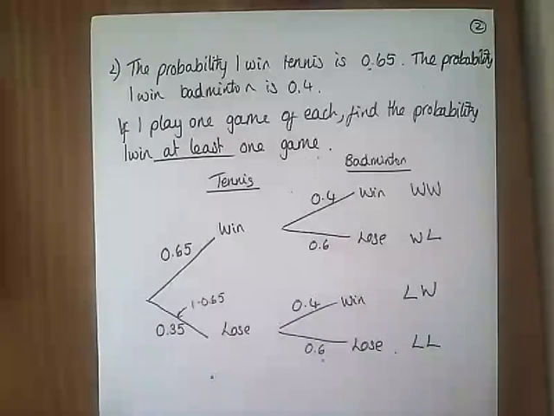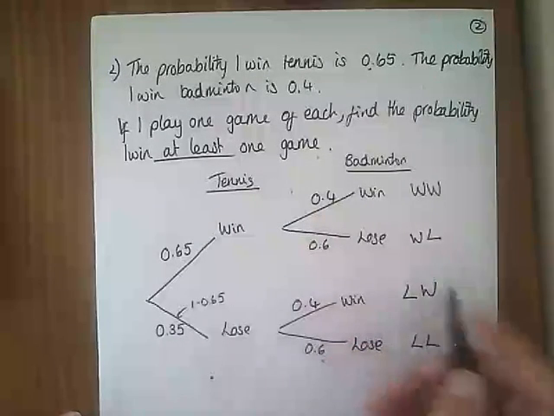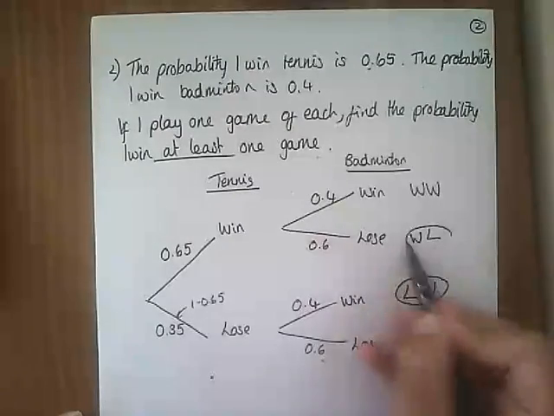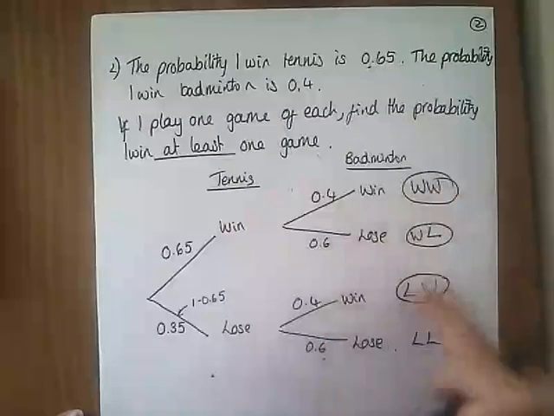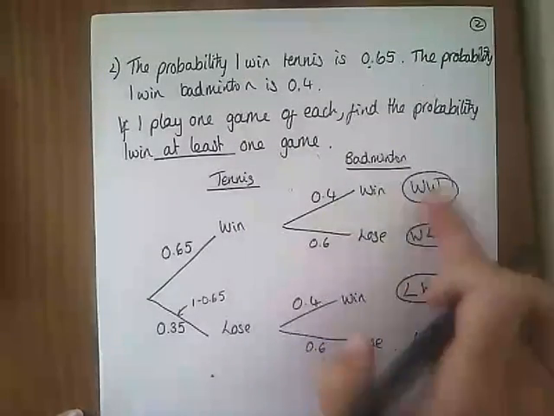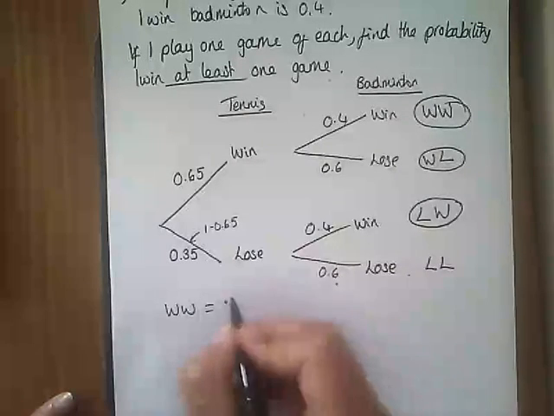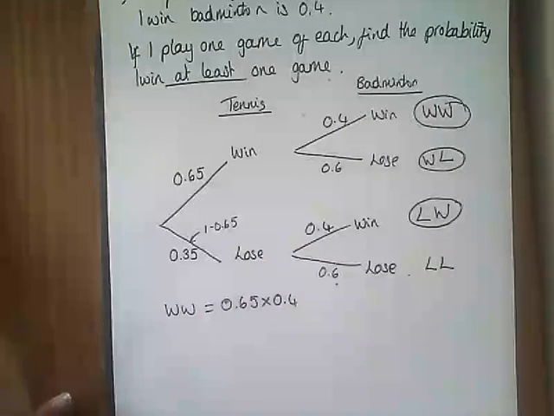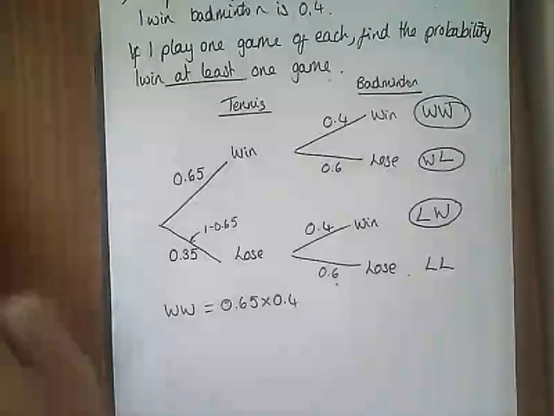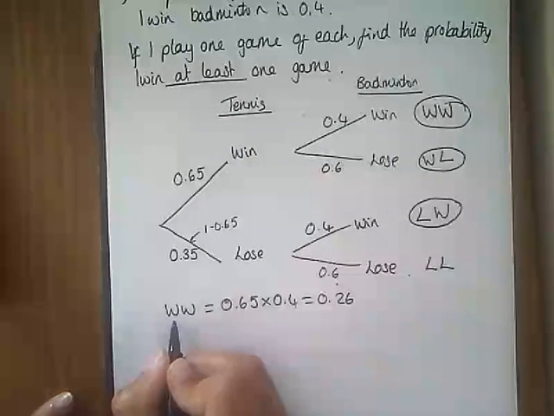Right, now on to the question. If I play one game of each, find the probability I win at least one game. Well, if you're winning at least one game, that's this one, or this one. So we've got to work out each of these probabilities, and then it's either of those, so we have to add them together. So the probability of winning and winning, I'm going to times my probability, 0.65 times 0.4. And when I times those 2 together, I get 0.26. That's the probability of a win and a win.